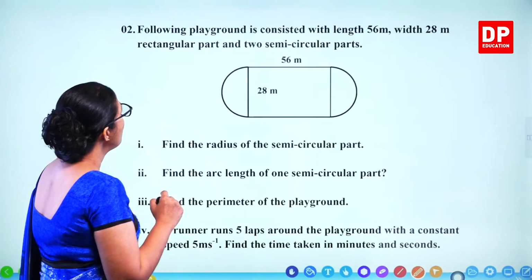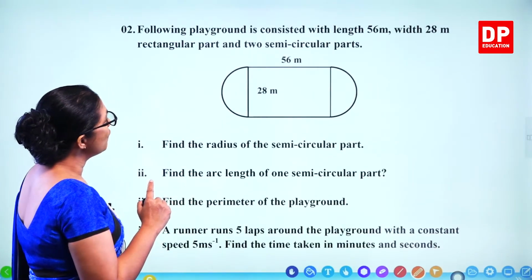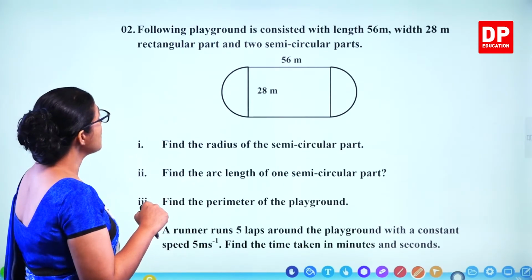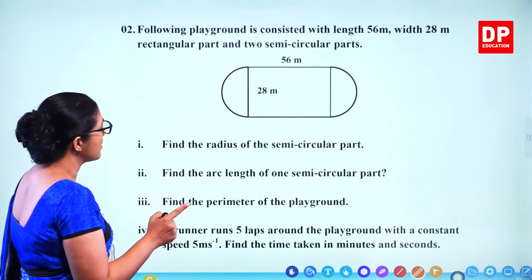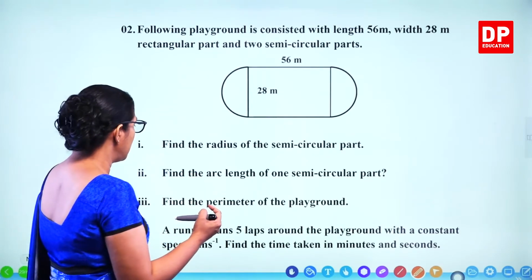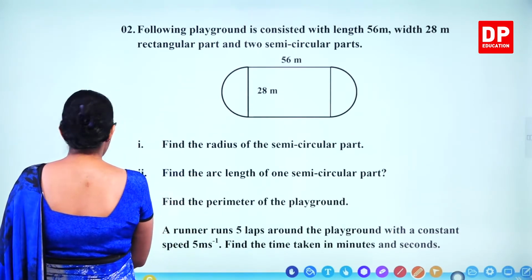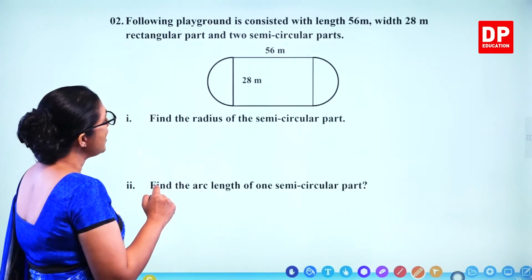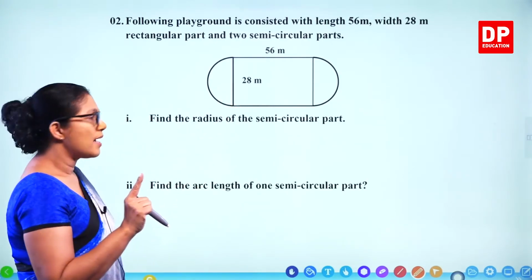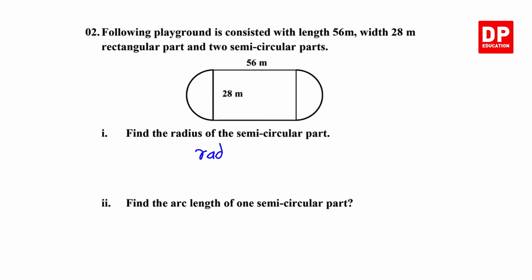Question number 2. The following playground consists of a rectangular part with length 56 meters and width 28 meters, and 2 semicircular parts. So you have to find out the radius, arc length, perimeter. So let's do that separately. Find the radius of the semicircular part. This is the diameter of the semicircular part. So what is the radius? Half of that. Half of 28. Divide by 2. That's 14 meters.